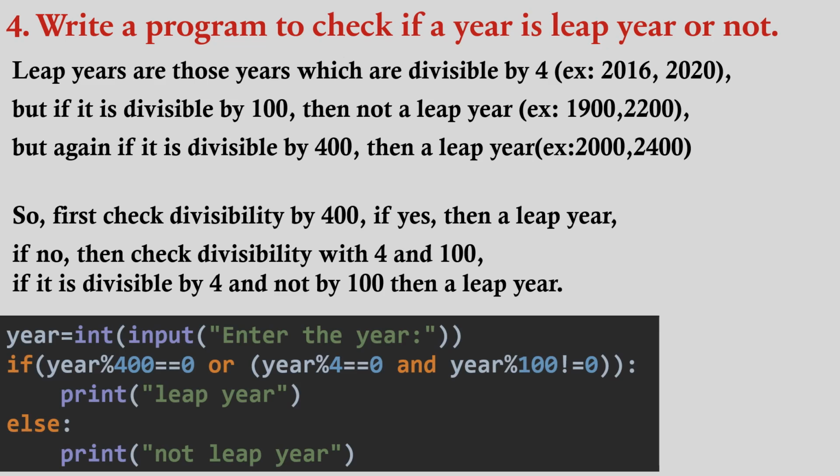So how can you write the program? You can just write: enter the year. Now within the if condition, you can just give: if year is divisible by 400. That is the first part. Or it should be divisible by 4 and not divisible by 100. So either of the conditions has to be satisfied so that you can say that this is a leap year. Then it has to print that it's a leap year, otherwise it's not a leap year.